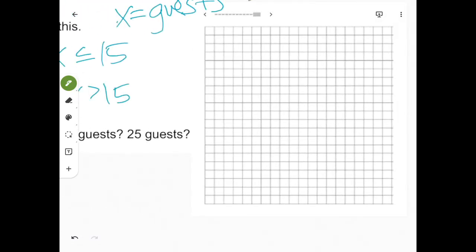Again, think about your axes. On the bottom, we're talking about guests. And over here, we're talking about the cost. My guess is floating around 15. So you could count by ones, you could count by twos. I'm going to count by fives. So I'll put 5, 10, 15, 20, 25. Again, this is not the only way to do it, but that's one way to do it.